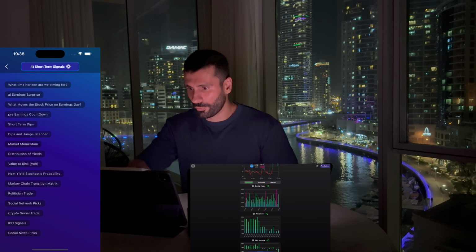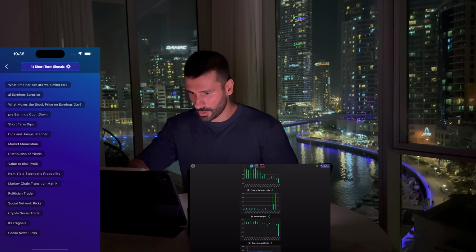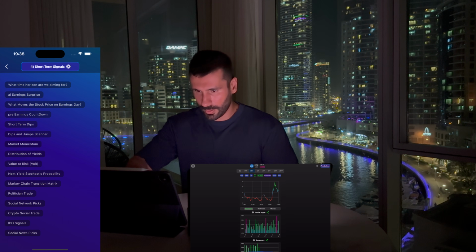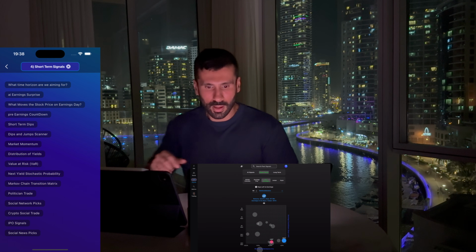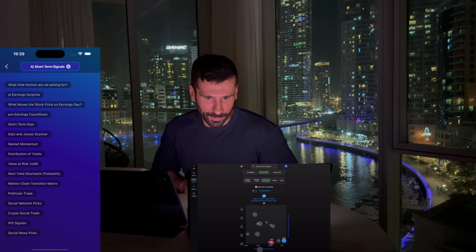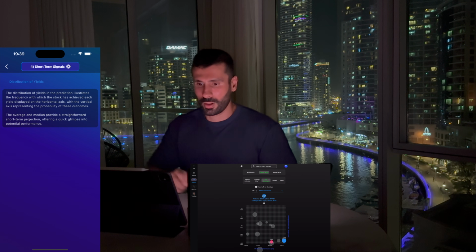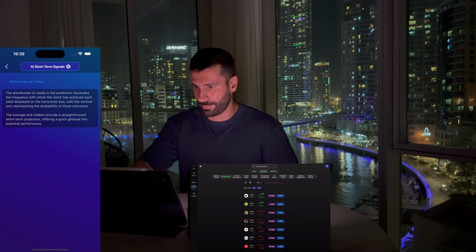I think it shows only on the phone, it doesn't show on iPad, because here when you tap prediction on the phone, you will see it. So I'm not going to go through them now, but basically, just so that you get an idea, distribution of yield tells you, you can see it here. It tells you how are the yields.